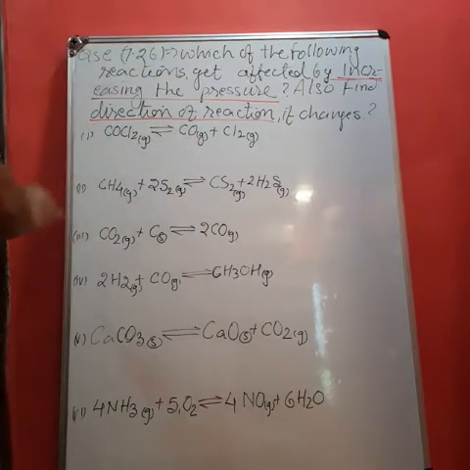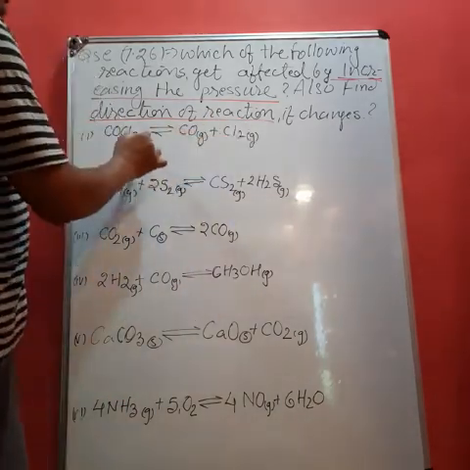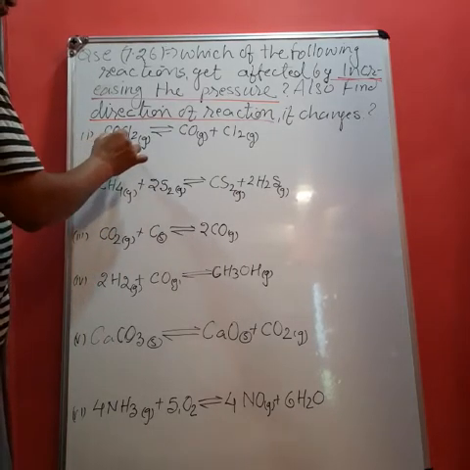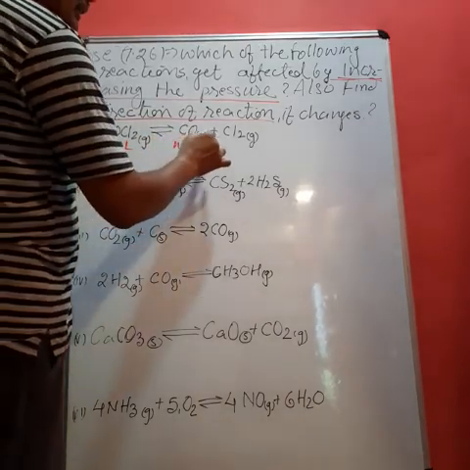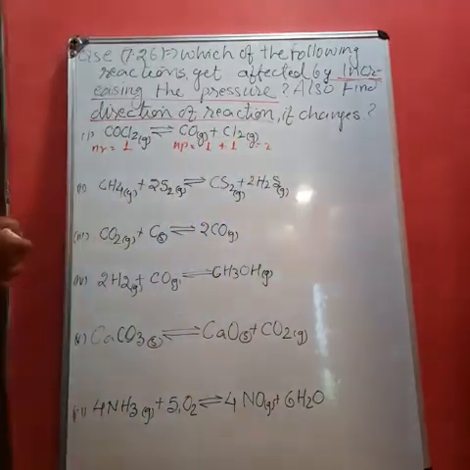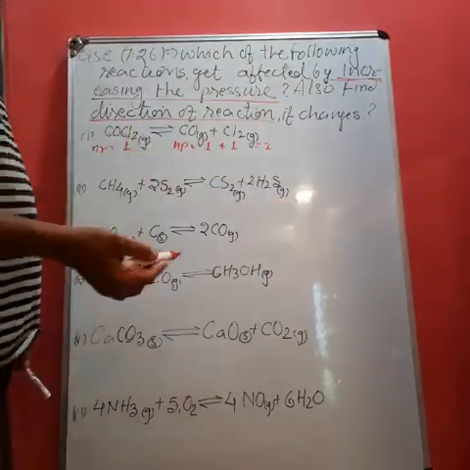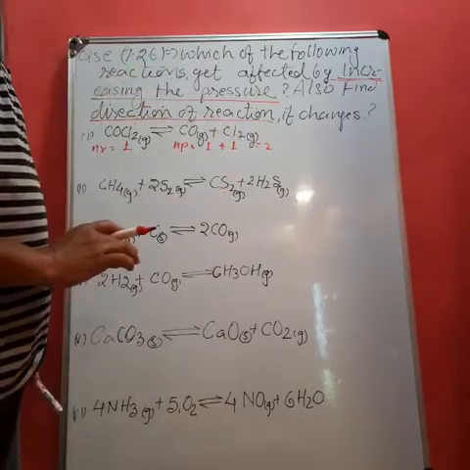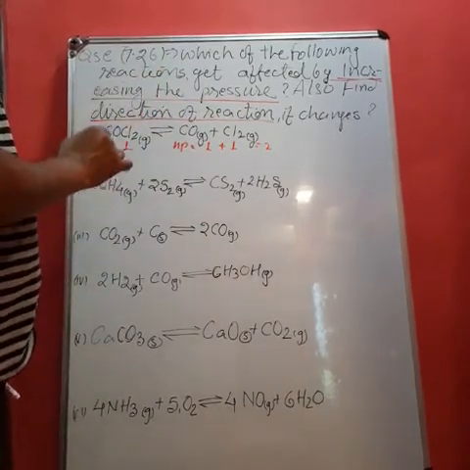So the first reaction is COCl2 gives CO and Cl2. All the species are gaseous. Therefore, here the number of moles of reactant is how many? 1 mole. And the number of moles of product is how many? 1 plus 1 is equal to 2 moles. Isn't it? So if we increase the pressure, the reaction will shift to the direction where there is a lesser number of moles. So where is the lesser number of moles? In the reactant side, there is a lesser number of moles.